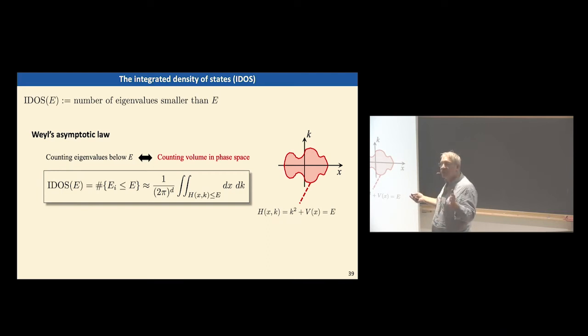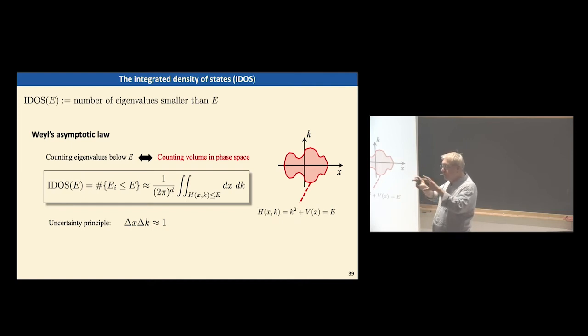Simply, you count the volume in phase space that is enclosed between a level set of H. So this is an actual theorem, but this works very badly at low energy. This comes essentially from the uncertainty principle. It's due to the fact that any eigenfunction in phase space will have a volume more or less equal to 1.